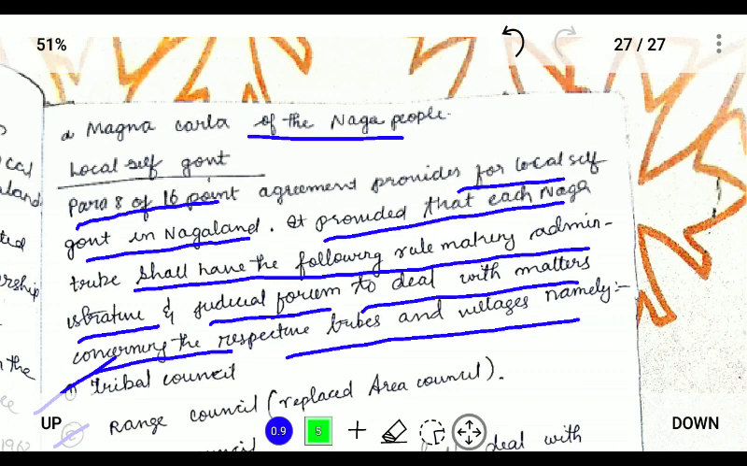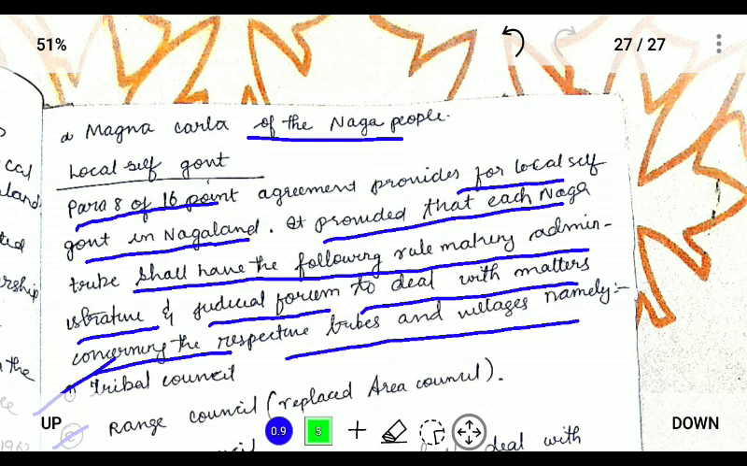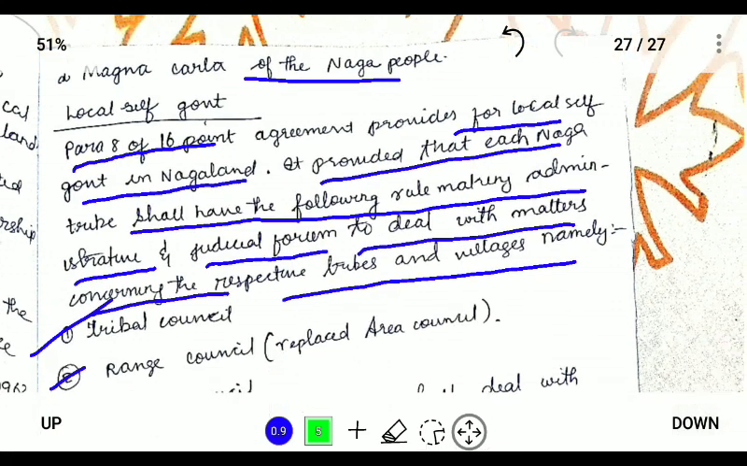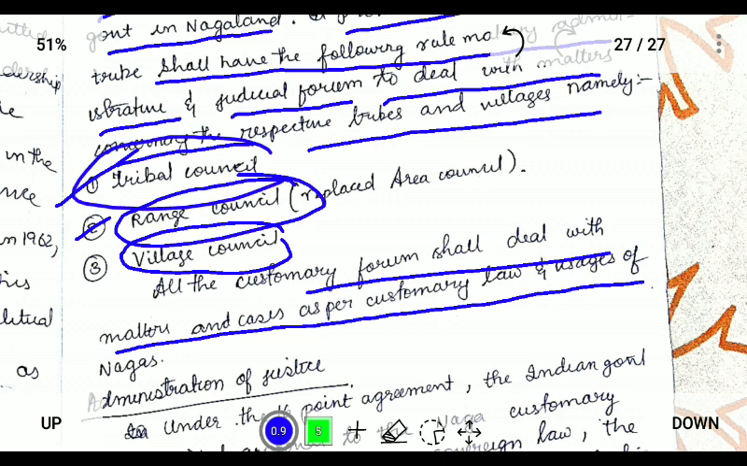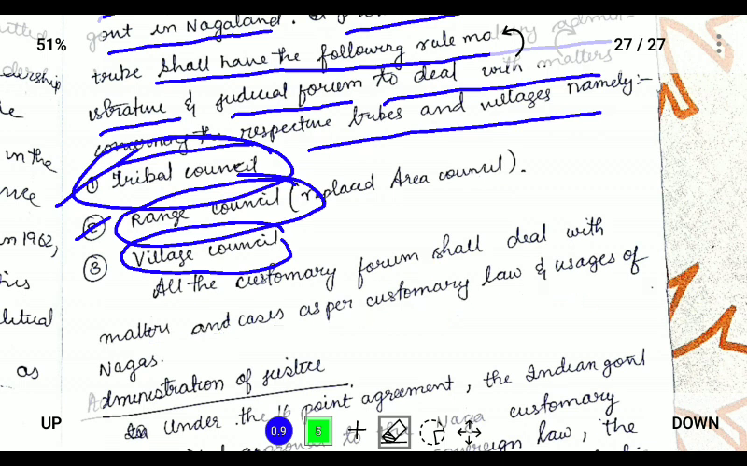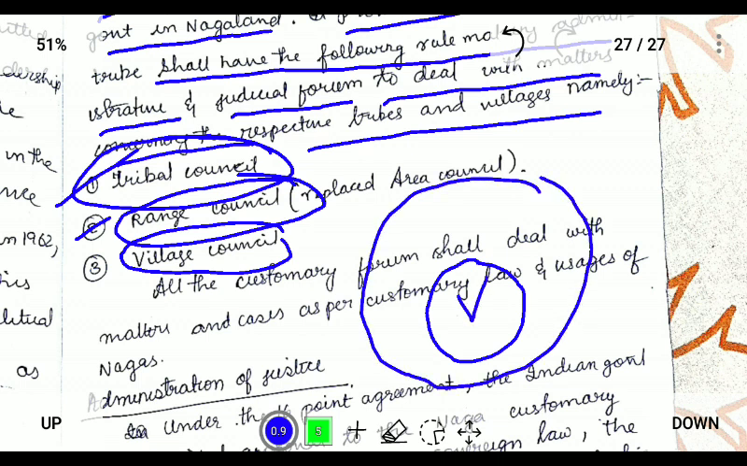So the first question is asking the local self-government, the division of local self-government. So we know that local self-government is division of governance from the low level to the high level. So the matters of administration starts at the low level from the village council, and after that within the range council and the tribal council. So if we take the Venn diagram, the first small is the village council. After that the range council, and after that the tribal council.